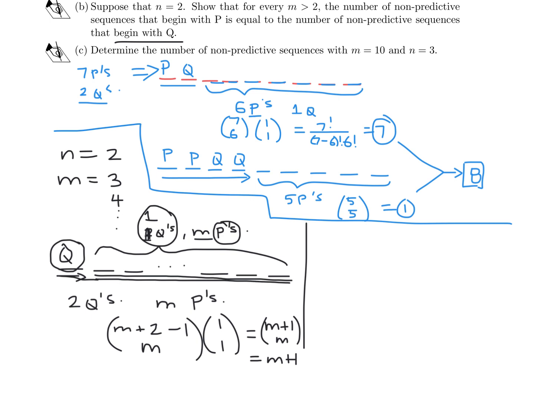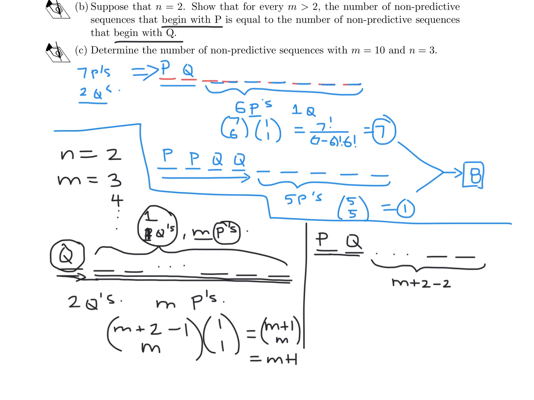Now let's calculate the ones that begin with the letter P. If they begin with the letter P, again we'll have a bunch of spaces here. Now, if the next letter is Q, then it will become non-predictive because when you count the first 2, you will have counted 1 Q and 1 P, and the number of Q's equals the number of P's, and that meets the criteria for non-predictive, or whatever it's called. All right, so then we have to place these guys. Now in total, remember we had m plus 2, but then we've already placed these two guys, so the total is m plus 2 minus 2.